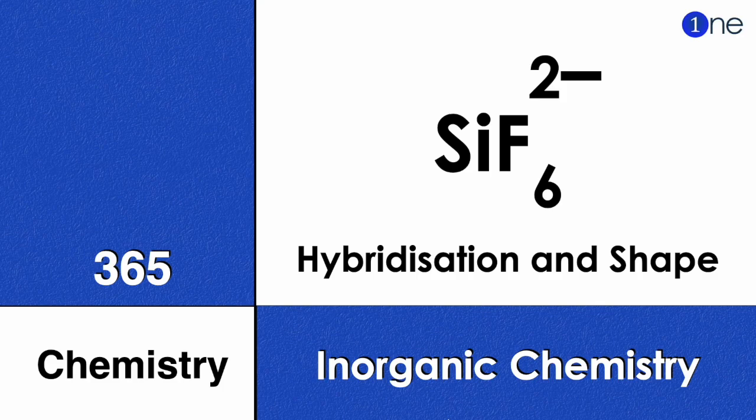Inorganic chemistry questions for you. Here we have silicon hexafluoride, which is an anion. You have to find the hybridization and shape of it.